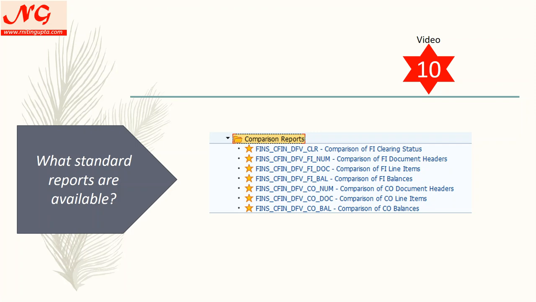FI_BAL is in terms of balances, whether your balance is matching on both sides. Exactly the same is CO_NUM for the CO document header, COBK. CO_DOC is COEP data in your ECC, and your balances. So these are the 6 reports. At the bottom side, you see those are the standard reconciliation reports.